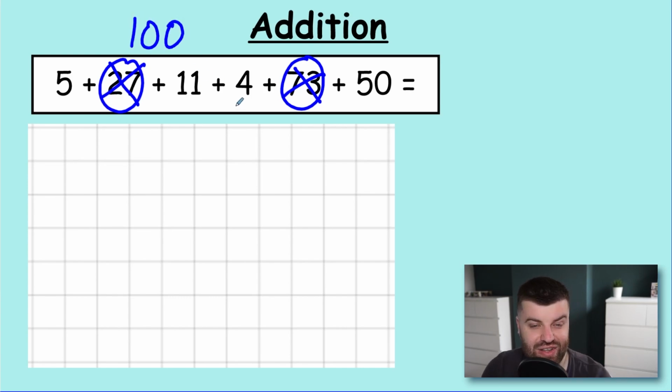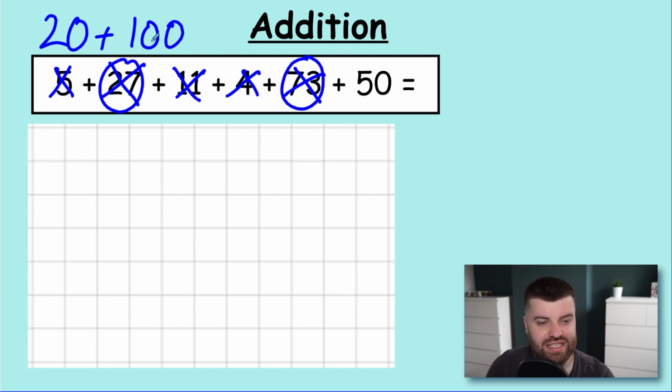Okay, now let's look elsewhere. 11 and 5 and 4. It might not look like a number bond to you, but what's 5 plus 4? It's 9. And 9 plus 11, yes, I can get rid of these 3 numbers. They add up to 20. So I've got 20 plus 100.